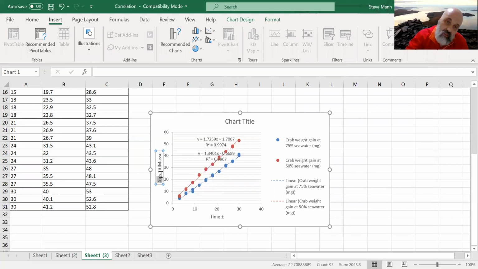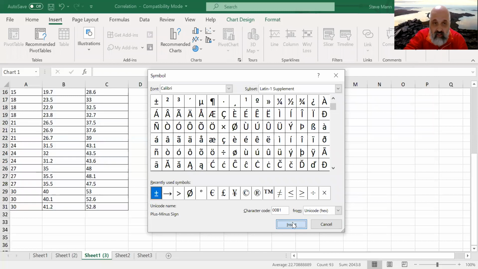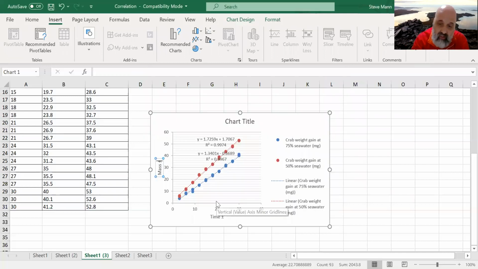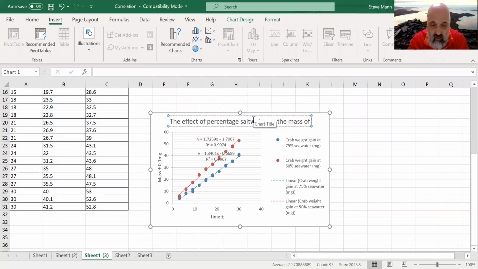That didn't go too well. Let's try again. And on this occasion, I need symbol again, plus or minus, and it is plus or minus 0.1 of a milligram. Okay, mg just there. Title: The effect of percentage salt water on the mass of crabs.